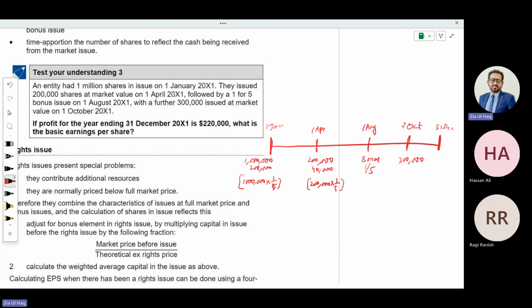How will we calculate EPS now? Earnings is 220,000. The 1.2 million is used for the complete year, so 1,200,000 is used for the complete year. This 240,000 from 1st April onward is used for 9 months, so we will proportion it for 9 months: 240,000 into 9 by 12. And this 300,000 is a cash issue that we need to proportion for October, November, December, 3 months.